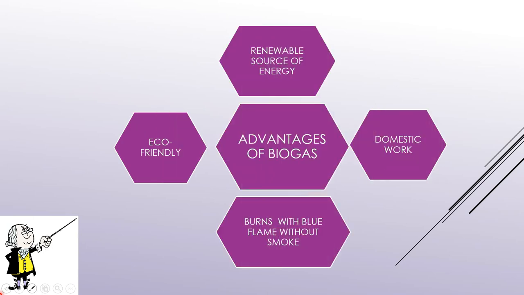Let's understand the advantages of biogas. The very first advantage, it's a renewable source of energy. Second, it is used in domestic work. Since it burns with a blue flame without smoke, it is eco-friendly. So these are the listed advantages of biogas. Of course, there are a few disadvantages also. As we are using cow dung, many mosquitoes are generated. So when you work with a biogas plant, make sure you go with proper preparation so that you are not affected by mosquito bites. Take proper precautionary measures.